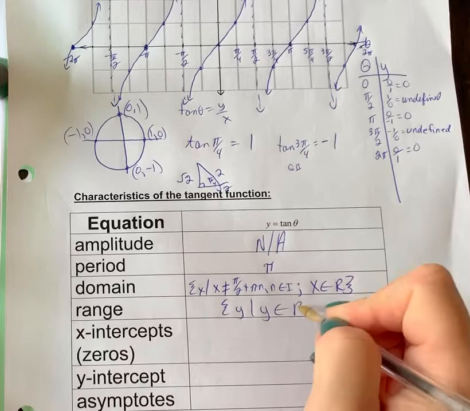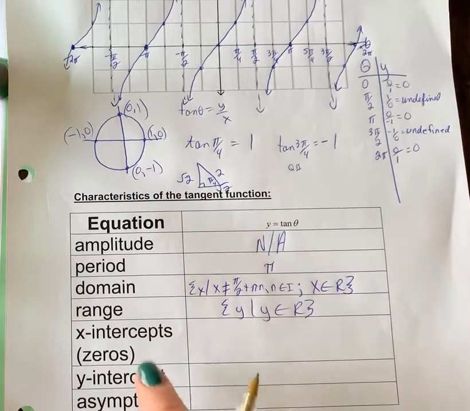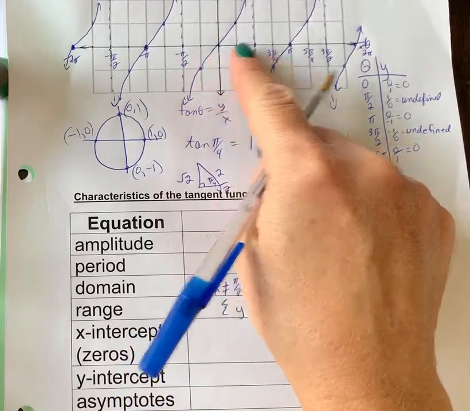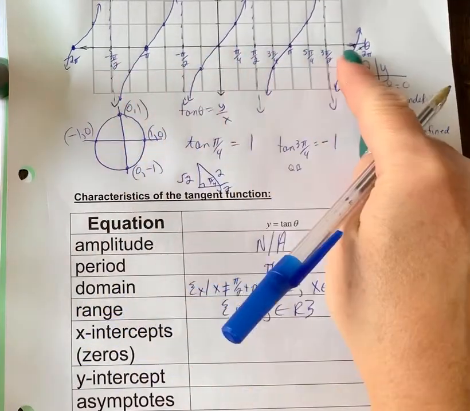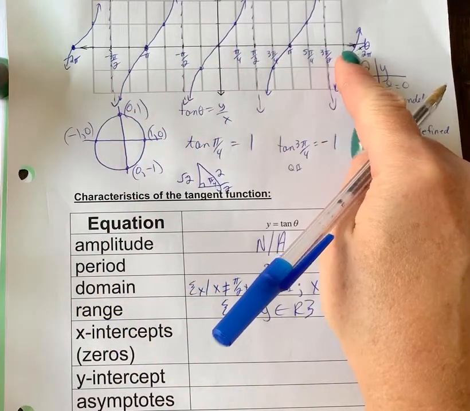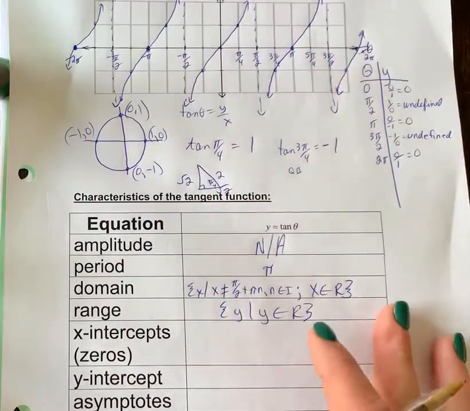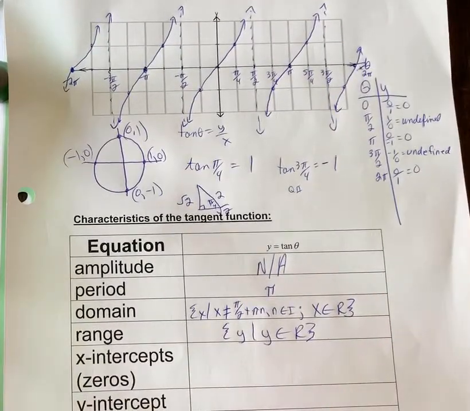So y is such that y is an element of all real numbers. The x-intercepts would be 0, pi, 2 pi. Now, of course, you might have a tendency to just list them, but if there's not a domain given, you need to list all of them. If there's a domain given, you can just list each point.